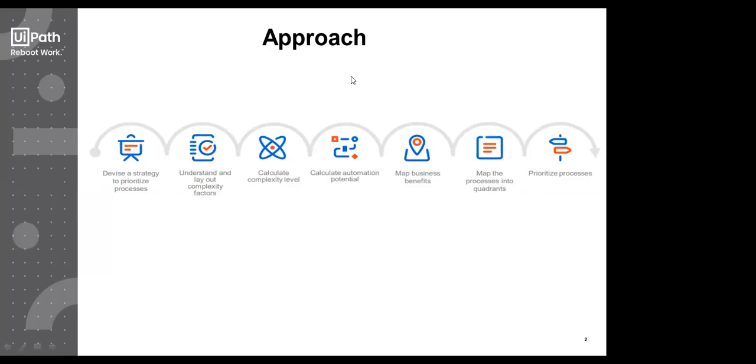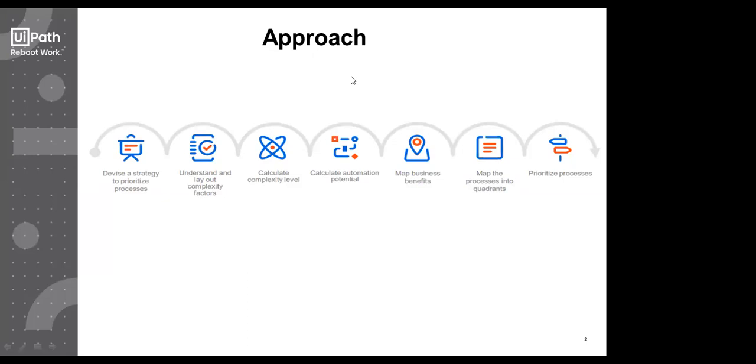So we've seen the approach. Now talking about the complexity factors, on what all factors it depends, and how do you map it to the business benefits, or how do you prioritize the process. So let's move on to see all of those.